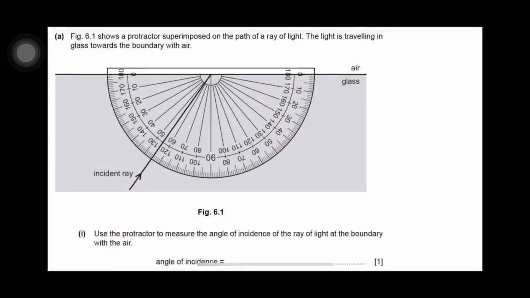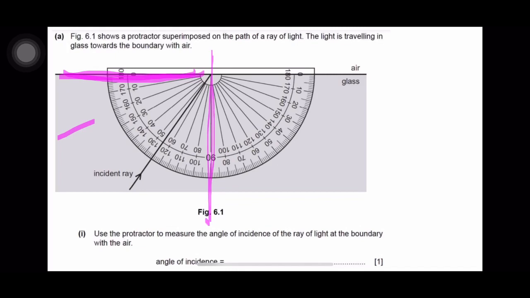Okay, next. Figure 6.1 shows a protractor superimposed on the path of a ray of light. The light is traveling in a glass towards the boundary with air. Okay, so this is your figure. Now this will just test your ability in reading and measurements. So this is easy, but you have to be careful. Do not calculate the angle of incidence from the horizontal. You have to always calculate it from the normal over here.